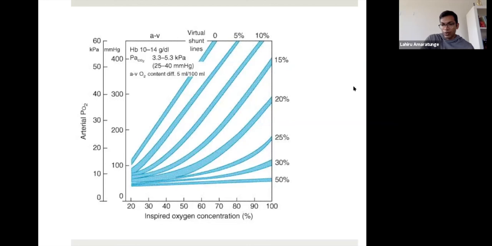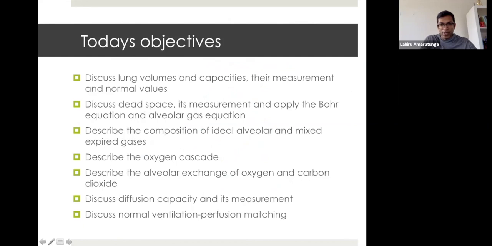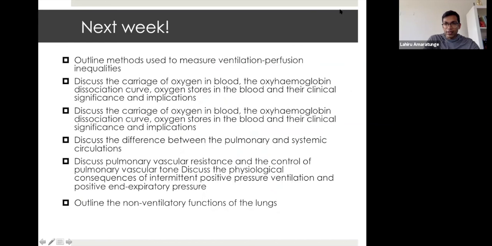So we've gone through lung volumes and capacities. We've gone through all these objectives, so I won't go through them. Next week, I think I've already given out the syllabus for next week. Next week is our last week, and we'll outline the methods to measure VQ inequalities, discuss carriage of oxygen, the oxygen hemoglobin dissociation curve, oxygen stores, and the clinical significance. We'll discuss the carriage of oxygen in blood, discuss the difference between pulmonary and systemic circulations, discuss pulmonary vascular resistance, and outline non-ventilatory functions of the lungs.